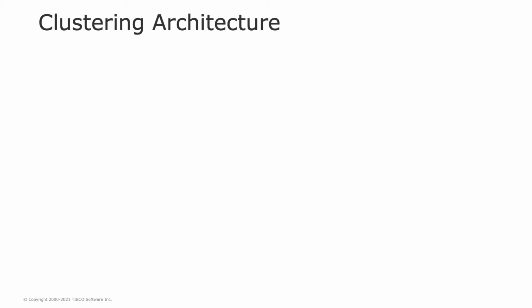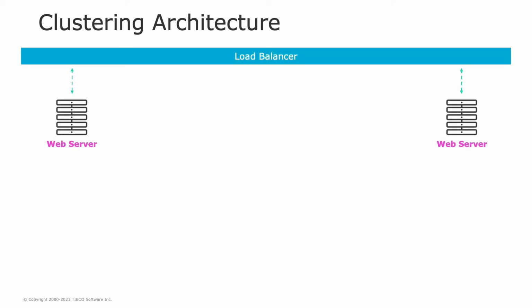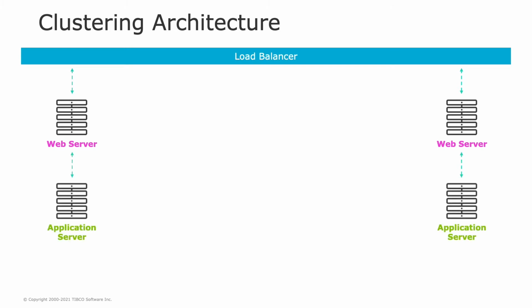Now a quick overview of the clustering architecture. To deploy clustered web servers, use a load balancer. A load balancer equally distributes HTTP requests from the browser and web service requests to cluster members. Web servers receive HTTP requests. Each web server forwards requests to multiple application servers. For clustering, multiple application servers must be deployed to balance load and system redundancy.